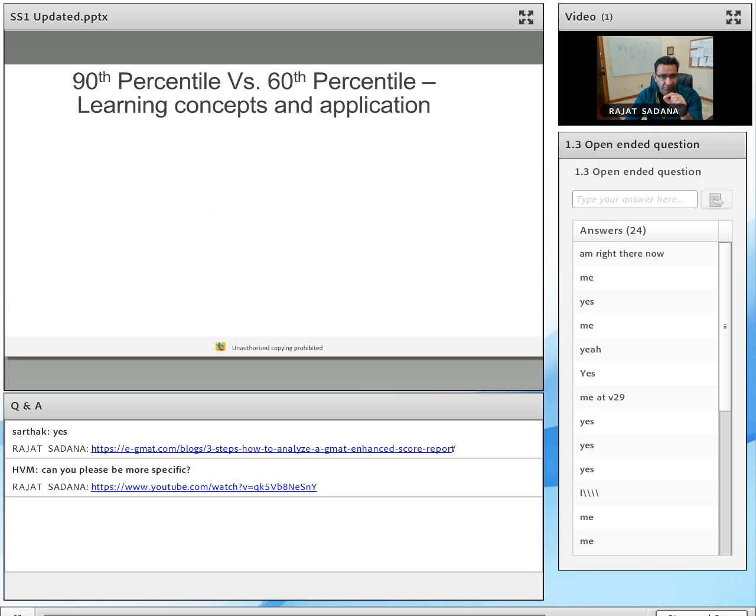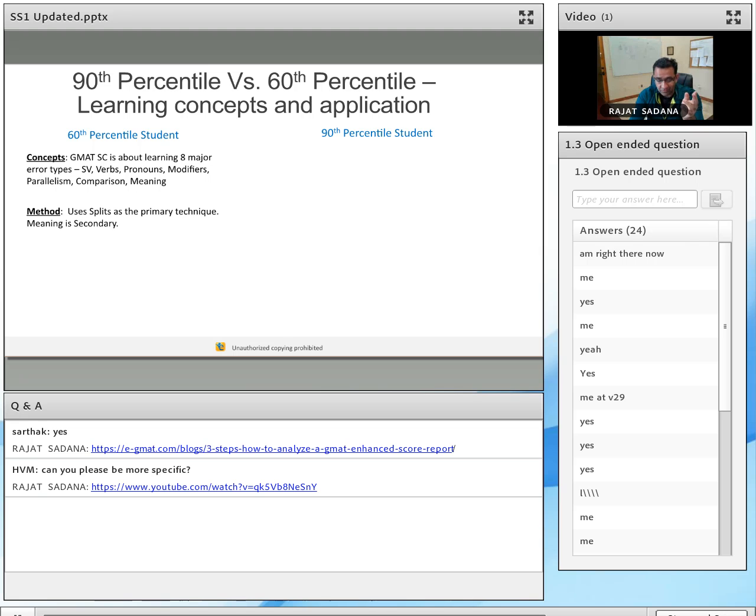And how do you achieve perfection overall? Let's kind of look at how a 60th percentile guy and a 90th percentile guy looks at and prepares for the GMAT. For a 60th percentile guy, when it comes to GMAT's sentence correction, it's purely about learning 8 major error types, one each in subject verb, pronouns, modifiers, parallelism, comparison, meaning. And meaning for that particular person is an error type. Idioms is not there actually in there, so that's the 8th one that I was missing.